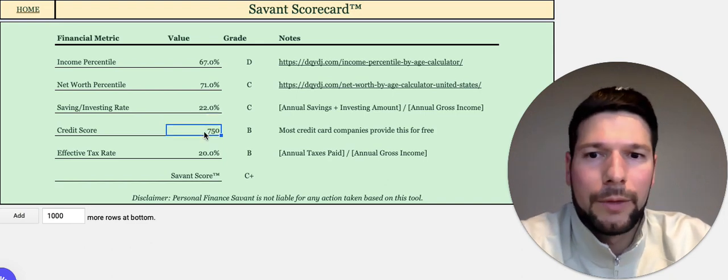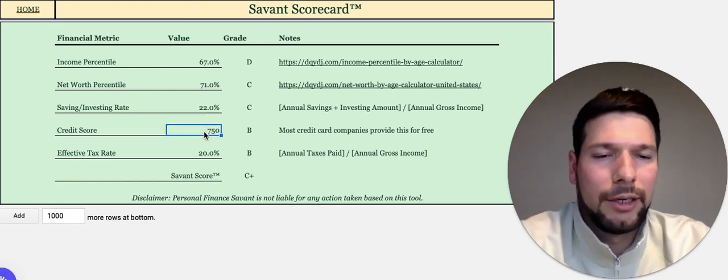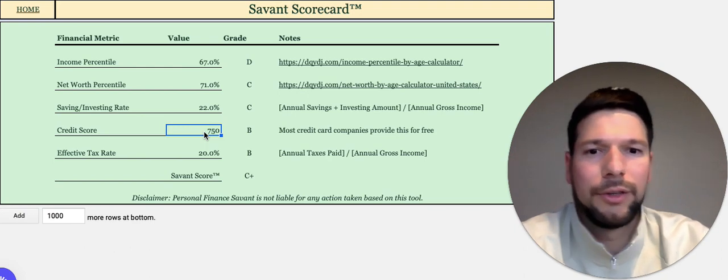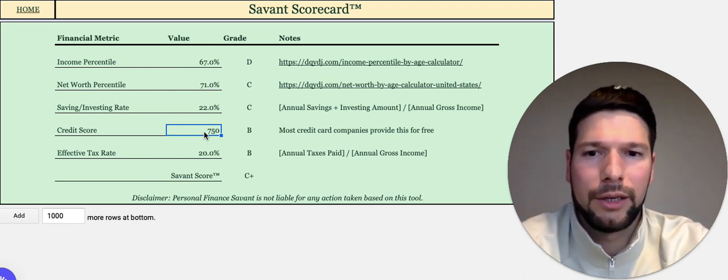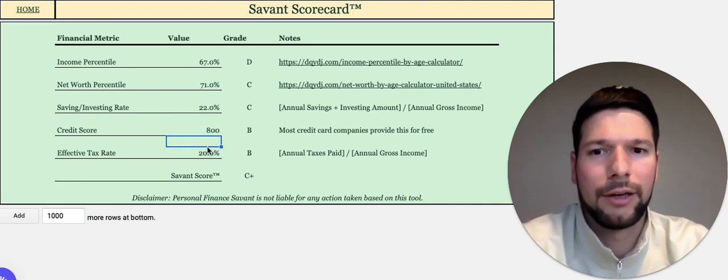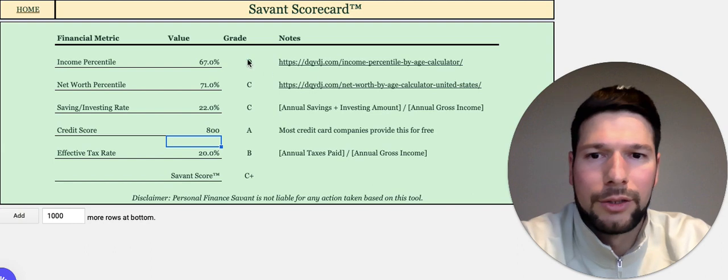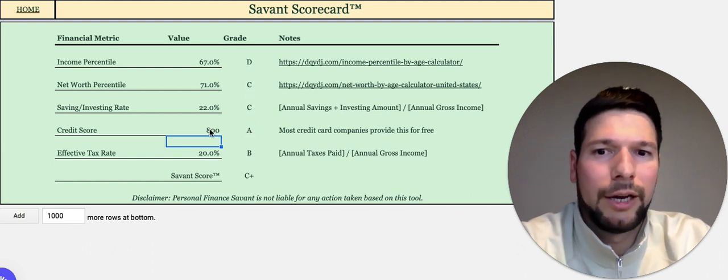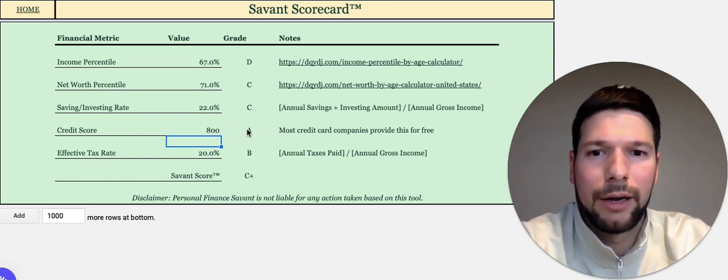And then you enter in your credit score. You can grab that easily from Credit Karma. If you have a credit card, nearly all of them will give this to you for free as well. But let's say your credit's great. Let's say you have a credit score of 800, and you'll see that these are automatically updating your grade in each one of these different categories as well.